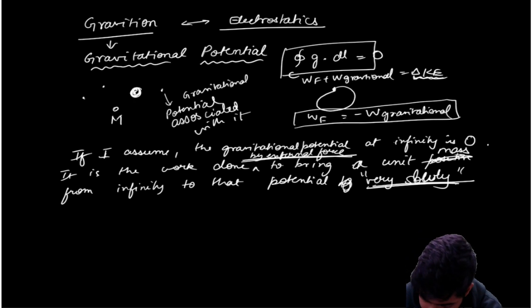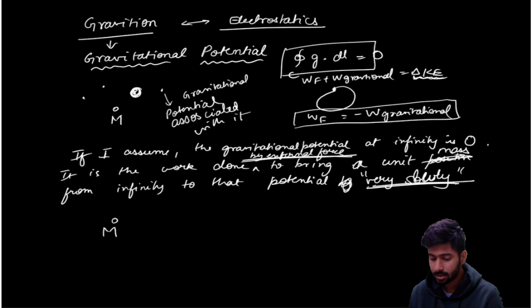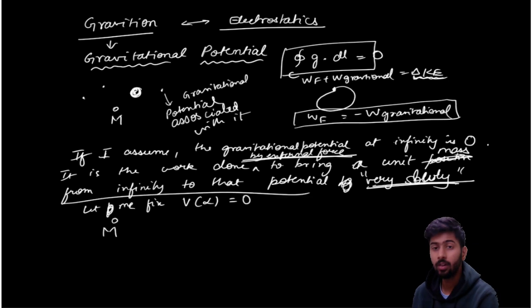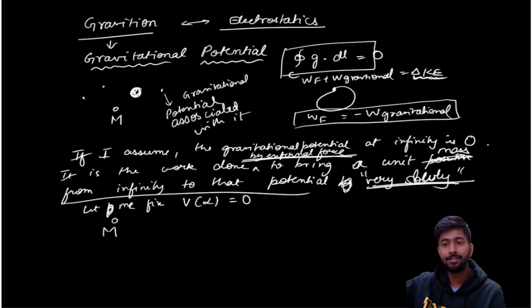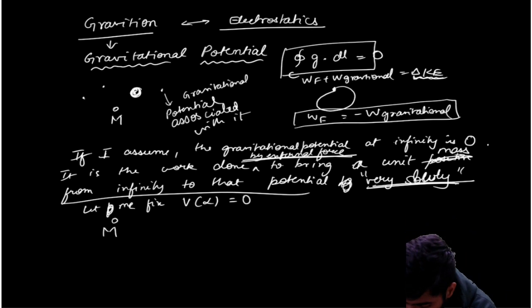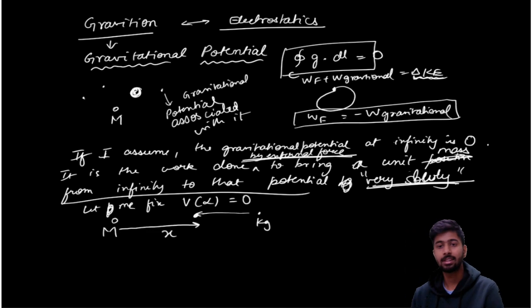So you have a mass, capital M. Let me fix potential at infinity to be 0. Right, so I'm deriving it now. I've fixed the value of potential at infinity to be 0. Now, I'll take a 1 kg mass. I'll let it be at a distance x. Look at this point. Let it be at a distance x from the mass. Right. At x, what is the force that this body will experience?